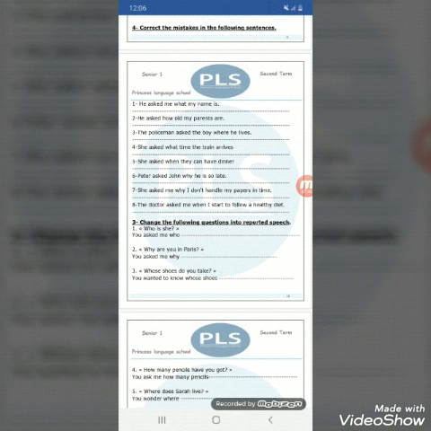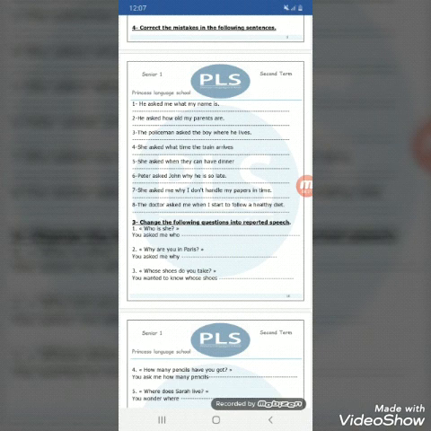She asked what time the train arrives. No, she asked what time the train arrived. She asked when they can have dinner. Of course, can should be turned to could in the reported speech. So she asked when they could have dinner.